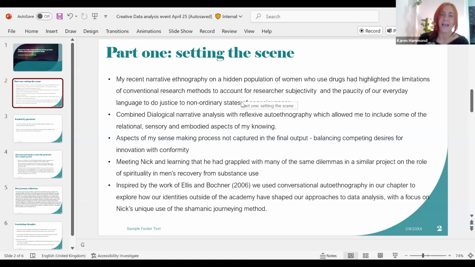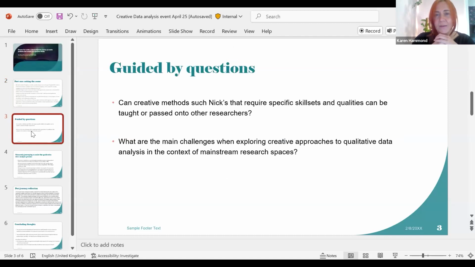And in the end, although we were going to start off comparing both our different methods, we ended up deciding to focus on Nick's unique use of the shamanic journeying method. And really we were guided by some questions to go through that process. And the key one was whether Nick's method, which really requires highly specific skill sets and qualities, could be passed on and taught to other researchers?